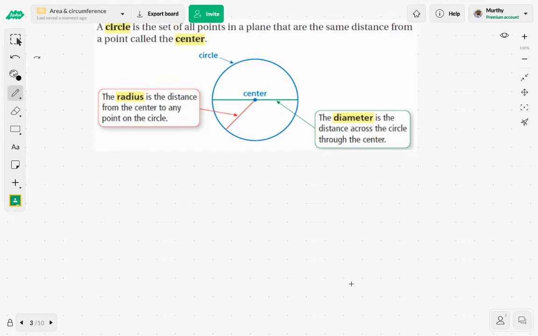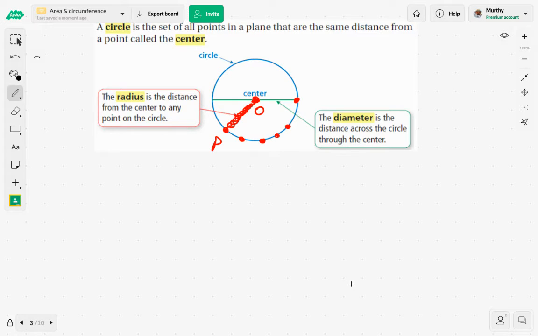Now let's take some vocabulary words of this circle. Just now we learned that this point is the center of the circle. And what is the radius? You mark a point anywhere on the circle, and the distance from the center of the circle to a point on the circle is known as the radius. The radius is the distance from the center to any point on the circle. I repeat, the radius is the distance from the center to any point on the circle.